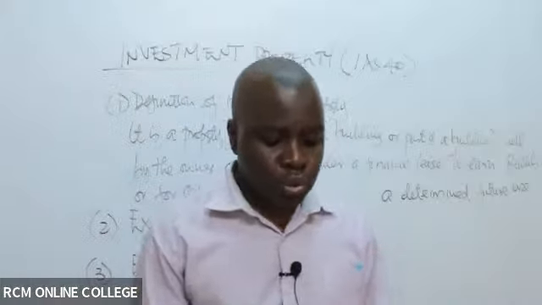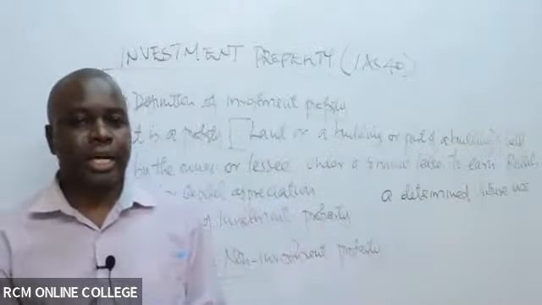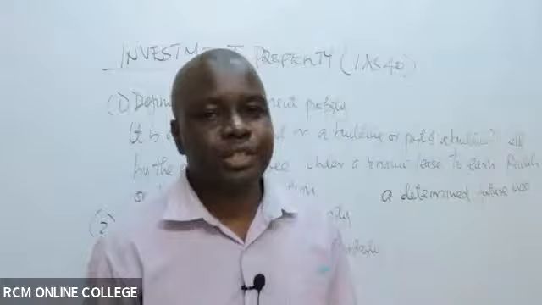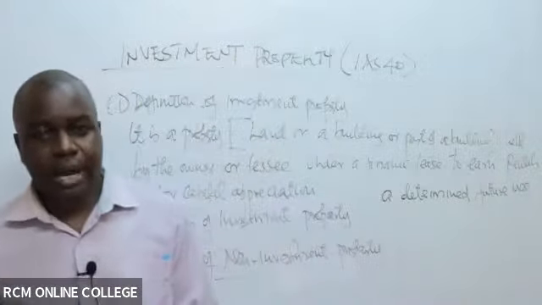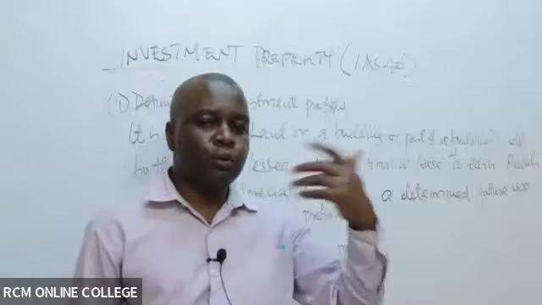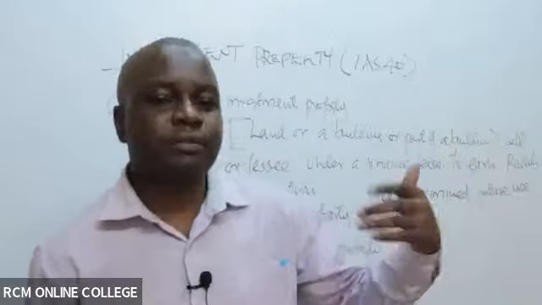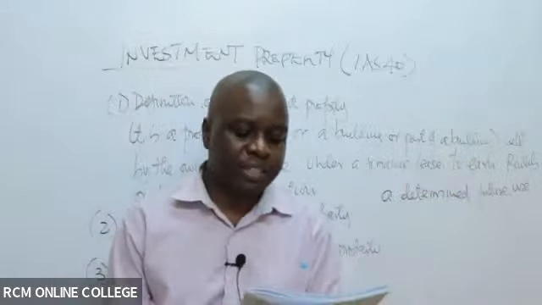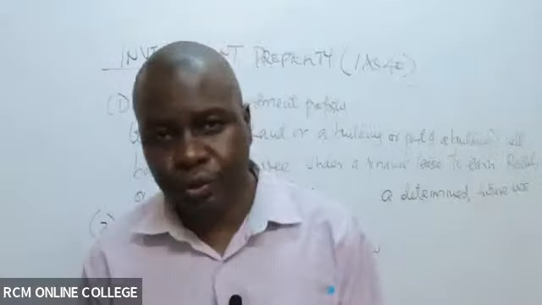Then number two, property held for sale, for example, inventories. This is simply goods you've bought and you want to sell them. You can't consider them as investment property.